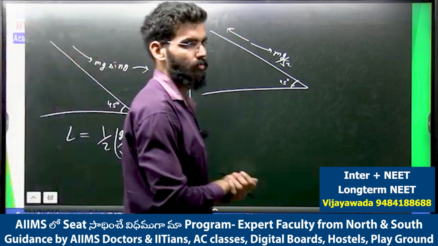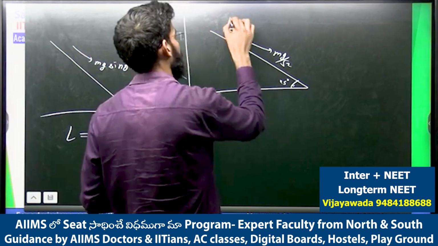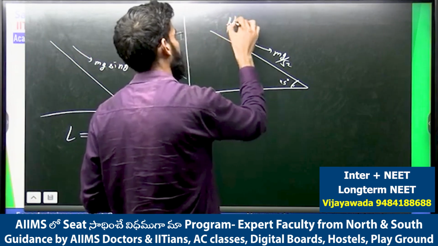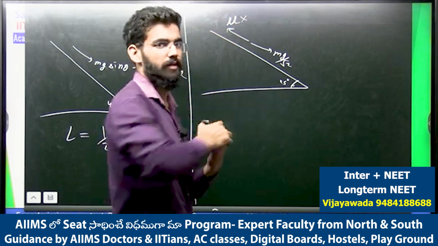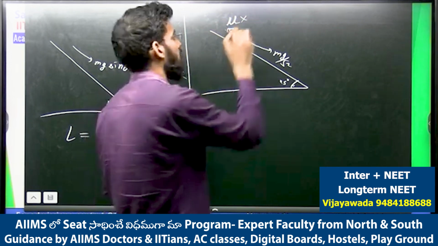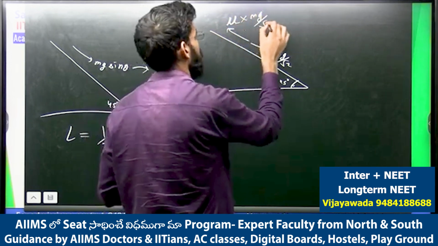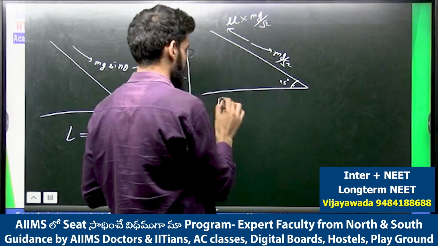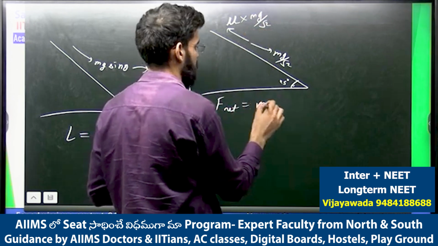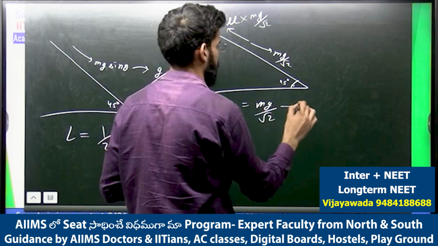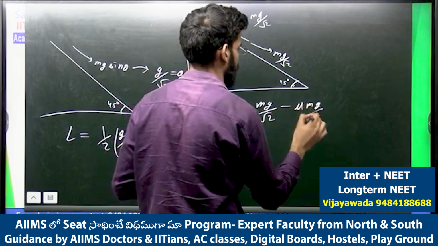Kinetic friction is how much? Mu into normal, right? Mu k, that we are calling mu only, mu into normal. Normal is what? Mg cos theta, 45, so same, mg by root 2. That's it. So net force is what? I can say mg by 2 root 2 minus mu into mg by root 2.